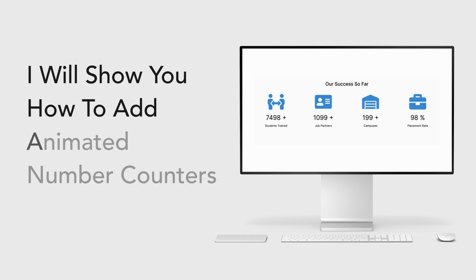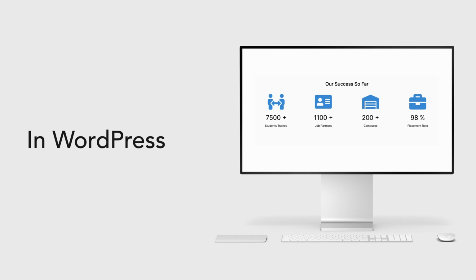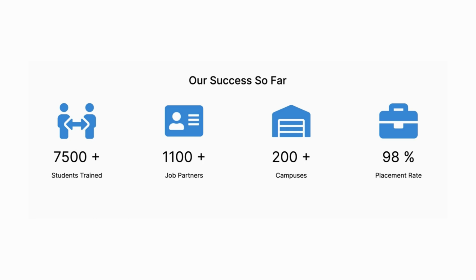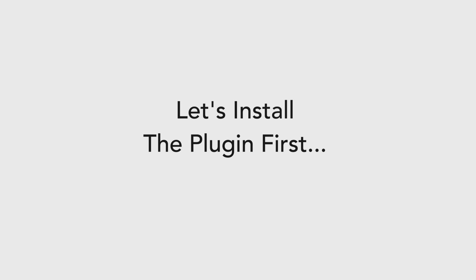Hi there. In this video, I will show you how to add animated number counters in WordPress. To do this, we will use the Ultimate Blocks plugin and we will create an animated number counter section like this. Let's install the plugin first.